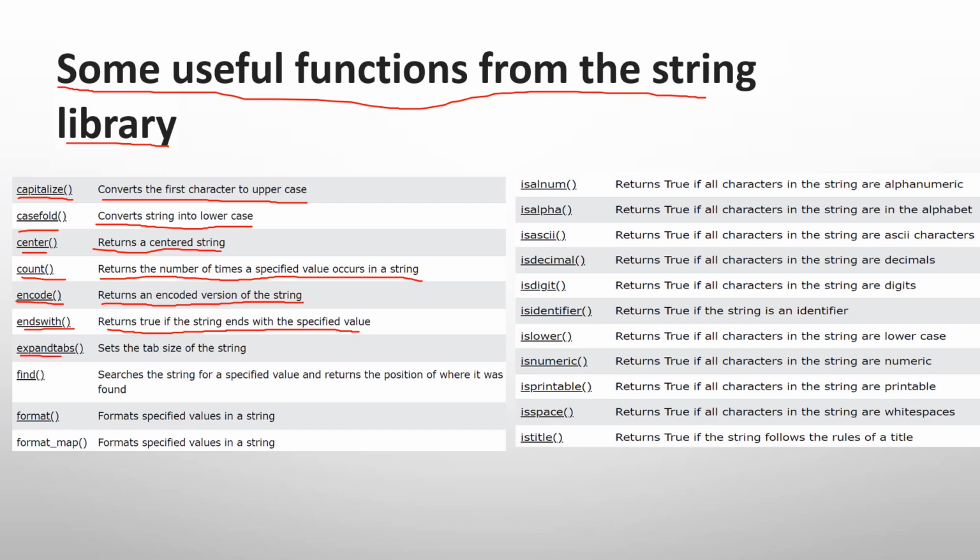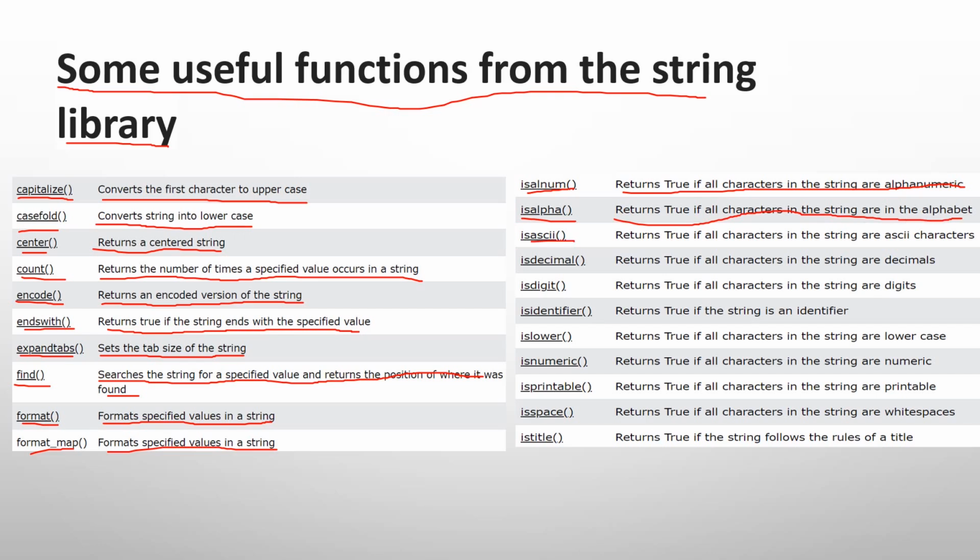Then we have expandtabs, which sets the tab size of the string. Then we have find, which searches the string for a specified value and returns the position of where it was found. Then we have format, which formats specified values in a string. We have format underscore map, which formats specified values in a string. Then we have isalnum, which returns true if all characters in the string are alphanumeric. Then we have isalpha, which returns true if all the characters in the string are in the alphabet.